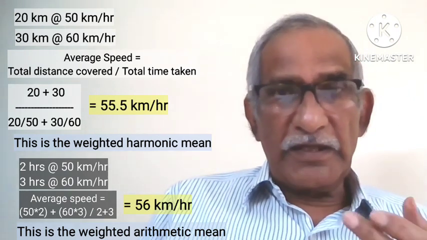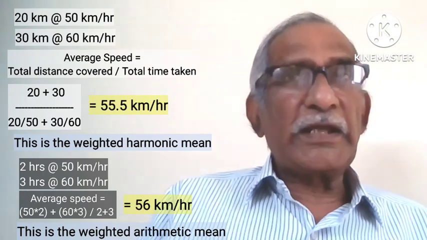In case of calculating average price, one can use the formula total amount spent divided by total quantity purchased. Because price we always denote as rupees per unit quantity. Rupees is in the numerator, quantity is in the denominator. So total amount spent is in the numerator and total quantity purchased is in the denominator.